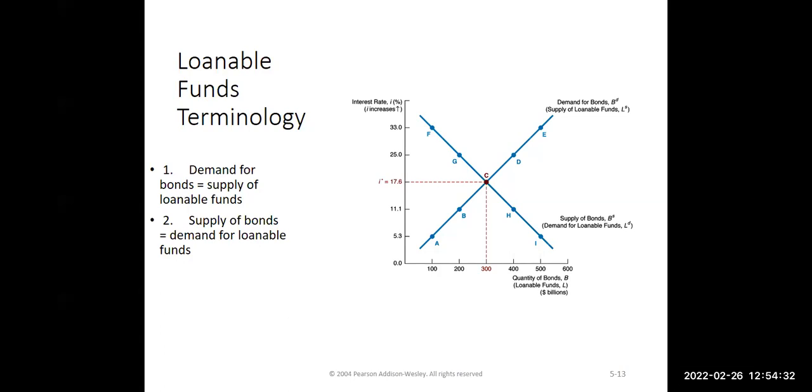People are demanding more bonds, more loans, but the households are supplying fewer loans. When this happens, the interest rate is low. Very good. So when the interest rate is lower, the demand for loanable funds will be higher than the supply of loanable funds. What will be the result of it?